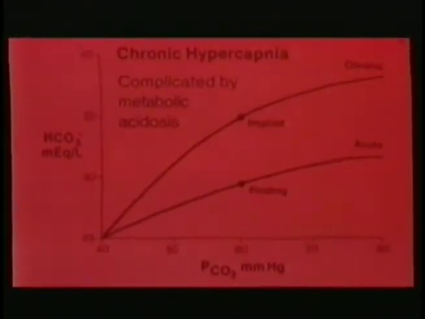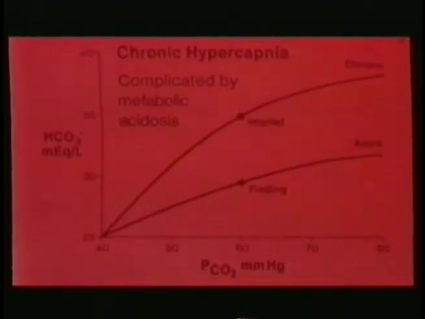22. It should be emphasized that if a patient is known to have chronic hypercapnia, the finding of a bicarbonate concentration appropriate for that in acute hypercapnia provides convincing evidence of metabolic acidosis. For example, this patient is known to have chronic hypercapnia. A PCO2 of 60 millimeters of mercury implies a bicarbonate concentration of 35 milliequivalents per liter. The laboratory finding of bicarbonate concentration of 27 milliequivalents per liter provides evidence for the presence of metabolic acidosis superimposed on the chronic respiratory disturbance.